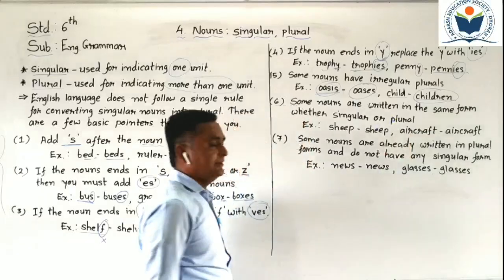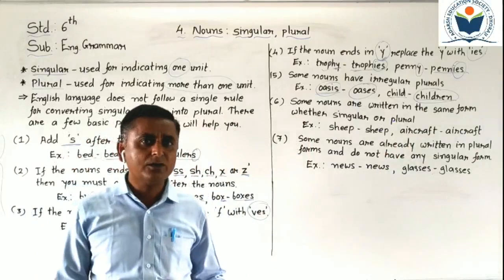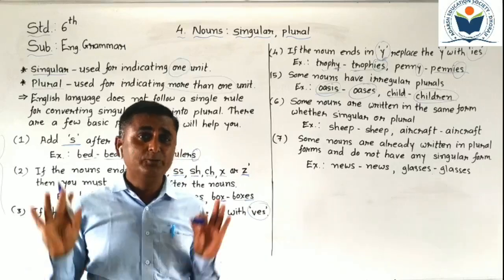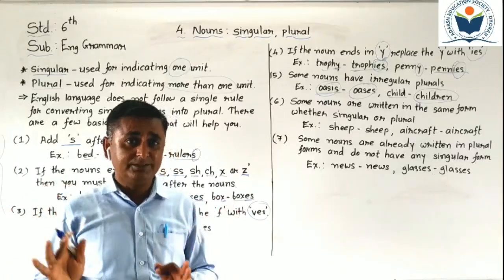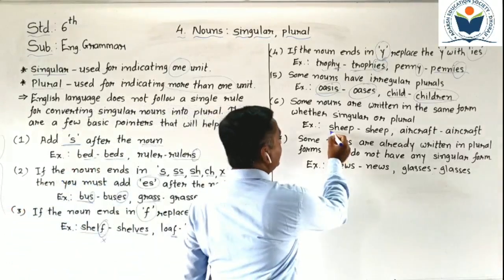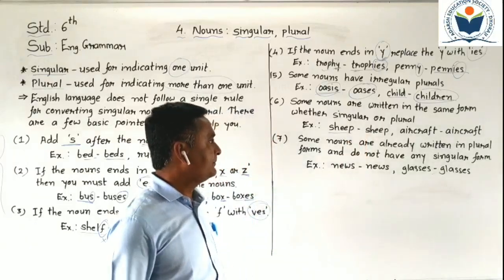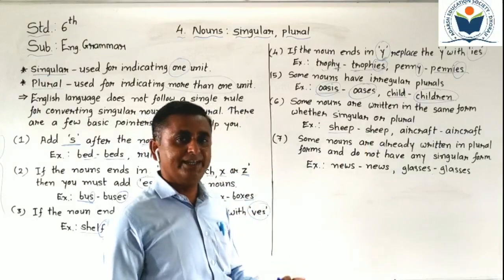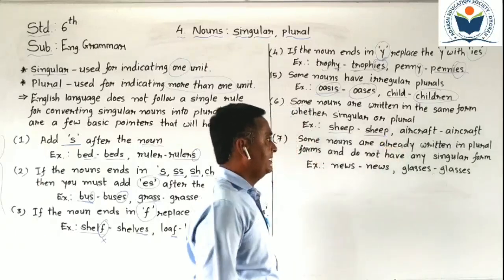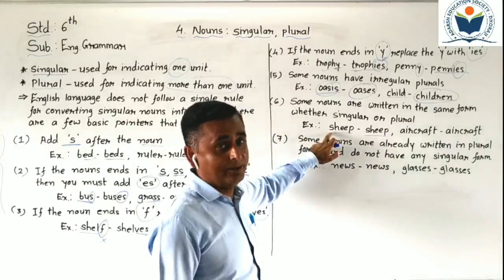Now the sixth rule is that some nouns are written in the same form whether singular or plural. In English, some nouns remain the same as singular or plural. Both forms remain the same. For example, sheep is given here. Singular form sheep, S-H-E-E-P, and the plural form also is S-H-E-E-P. So singular and plural remain the same in some nouns.